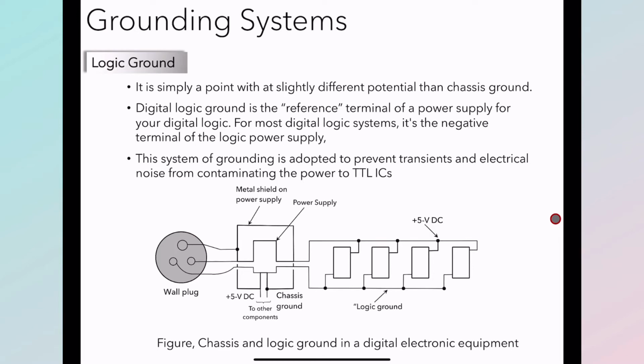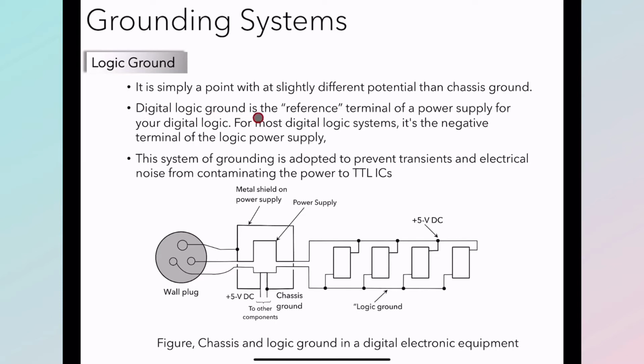Okay, now there is another type of grounding which is called logic ground. Logic ground is different. It is not the zero voltage type of ground. It is a different one. It is a slightly different potential than the chassis ground. Chassis ground is eventually going to the ground circuit, but this one is different.